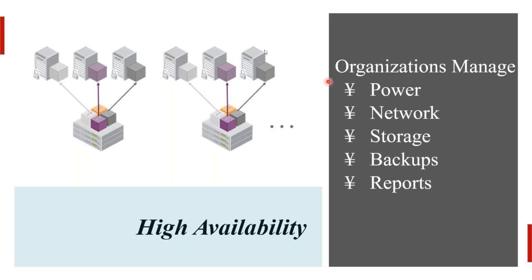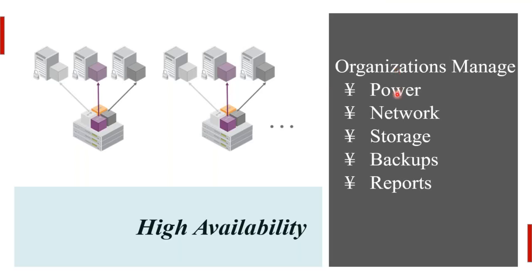So they started implementing high availability to maintain the reports, the storage, the network, the power, the backups. They maintain multiple data centers with multiple locations. They won't keep all the data centers at one location. So if they are maintaining two data centers, one primary and one secondary, they will maintain them in two different locations.